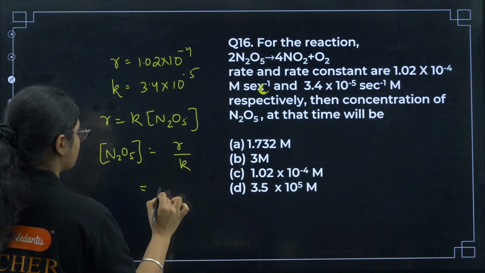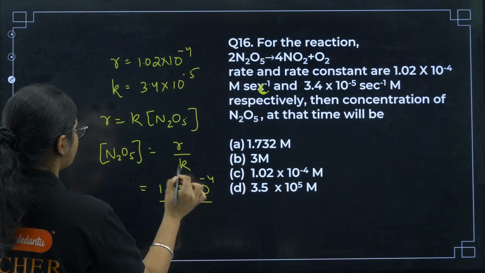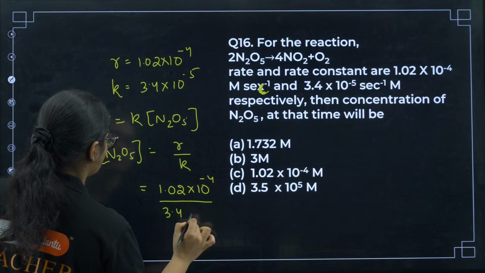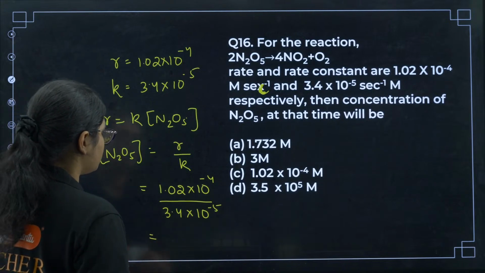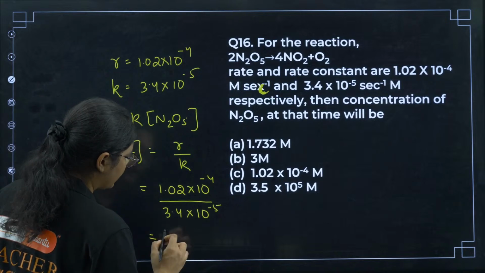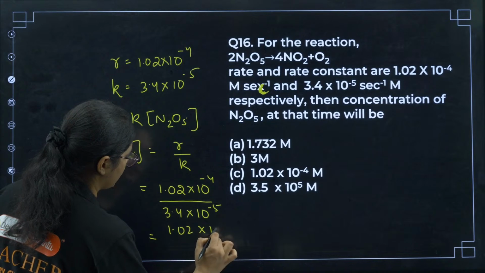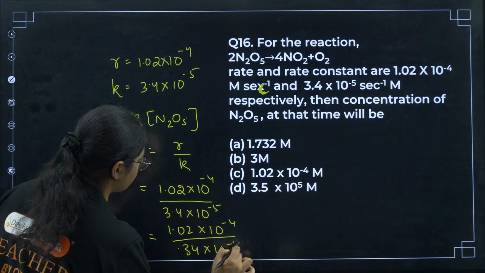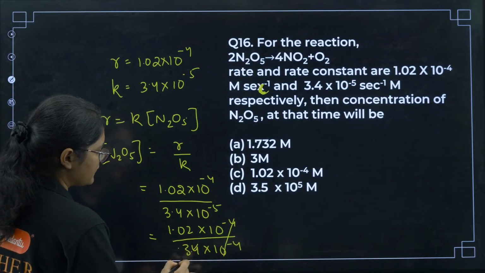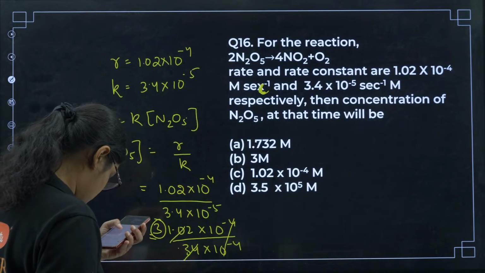What is the value of rate? 1.08 into 10 to the power of minus 4 divided by K, which is 3.4 into 10 to the power of minus 5, right? So now I can solve it like this: 1.02 into 10 to the power of minus 4 divided by 0.34 into 10 to the power of minus 4. This cancels and this one will be 3 times, right? So the answer will be 3 molar.